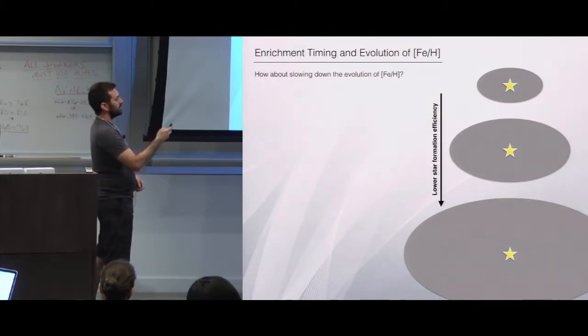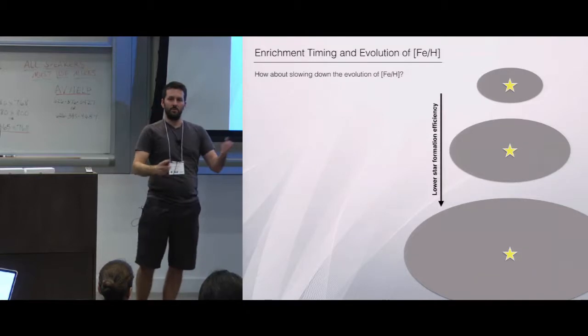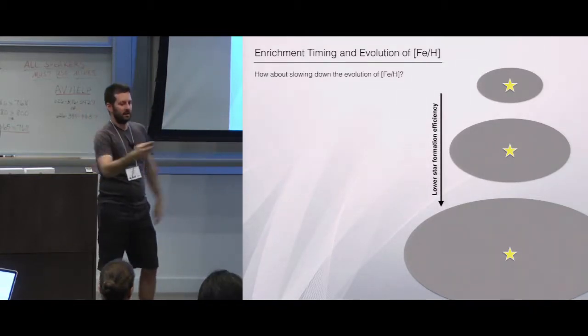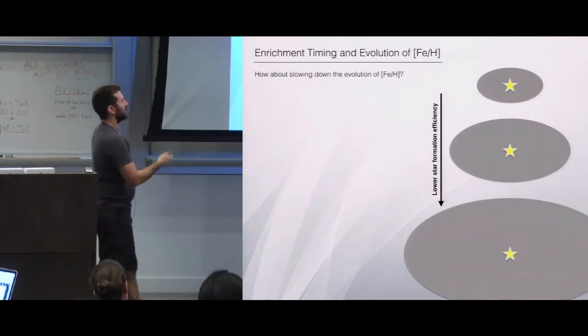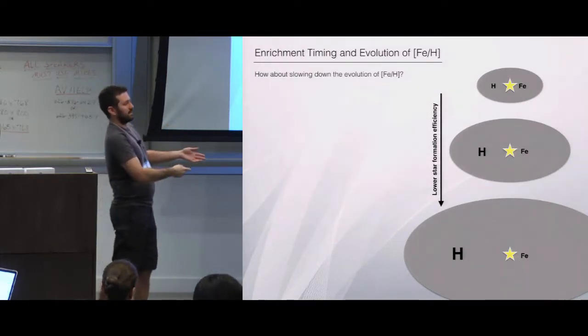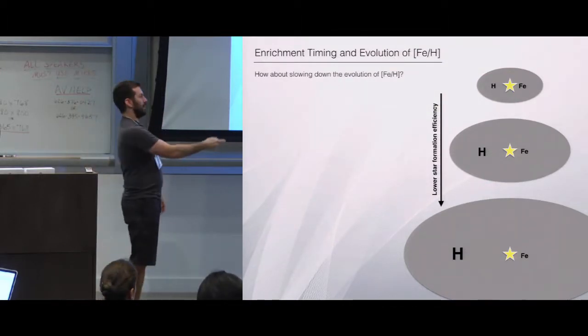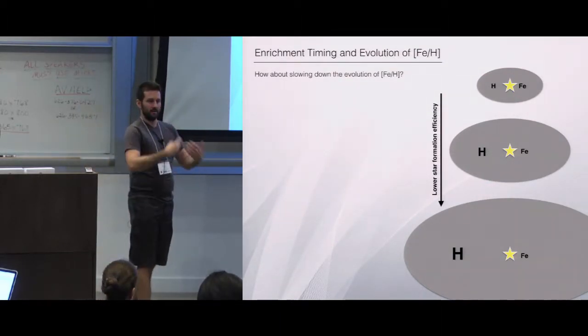And if you assume that the star formation efficiency is lower, to form the same amount of stars, you will need a bigger gas reservoir. In terms of chemical evolution, that means that you will form the same amount of iron because you still form the same amount of stars, but you will have a bigger gas reservoir and more hydrogen. And therefore, your iron over hydrogen ratio will be different.